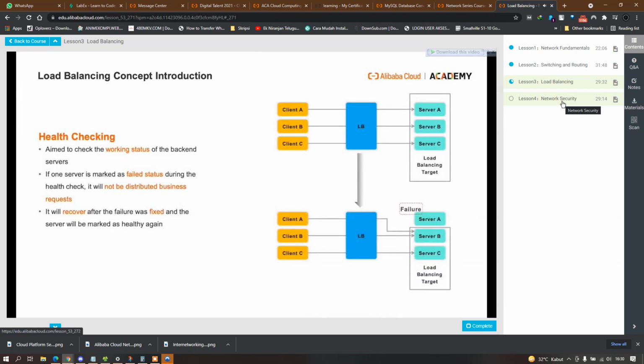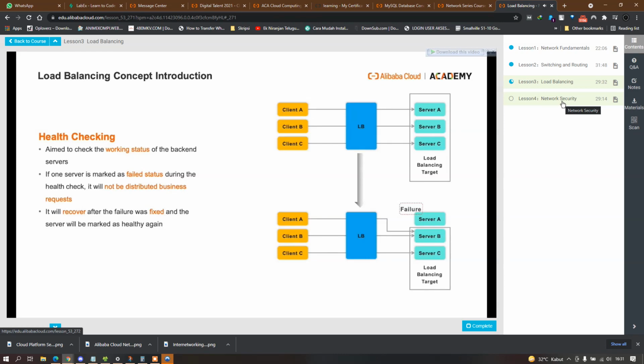Okay, so the next concept I'd like to introduce is health checking. Firstly, we should know what health checking is for. Here, health checking is aimed at checking the working status of the backend servers. Maybe you will ask why we should check the working status of the backend servers. For example, if one of the backend servers, say server A, is not working normally, which means that this server cannot process the business requests normally.